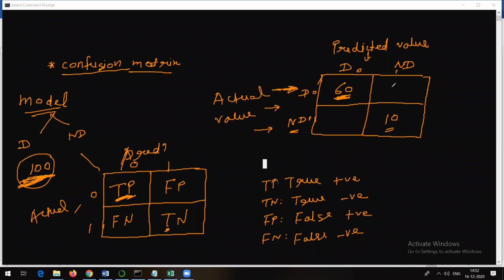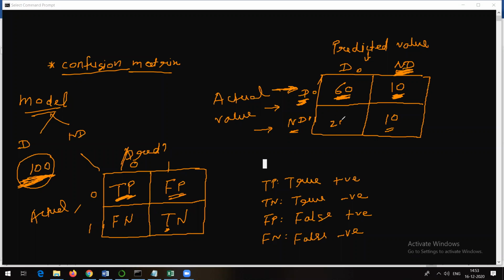Suppose here I am writing down 10. It means your model is saying that there are 10 people who are non-diabetic, but actually they are diabetic. I will repeat. Your model is saying that there are 10 people who are non-diabetic, but actually they are diabetic. That means our model is wrong here, right? That is false positive. We are saying they are non-diabetic, but actually they are diabetic. So false positive. Now what is false negative?